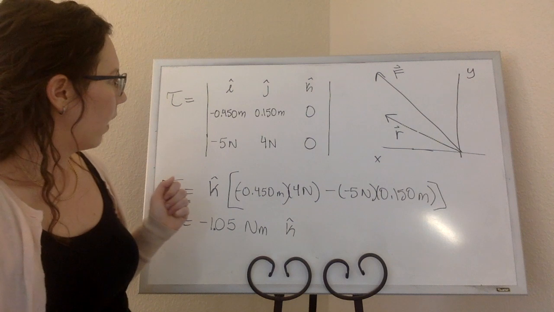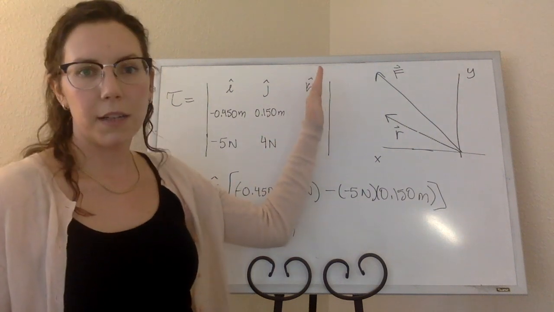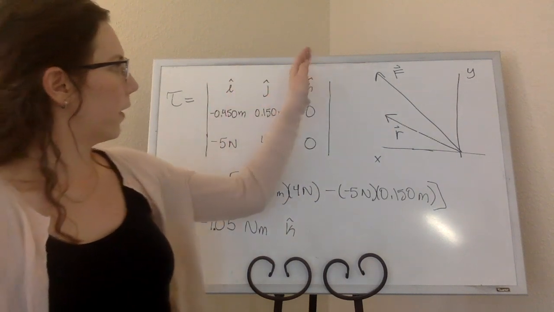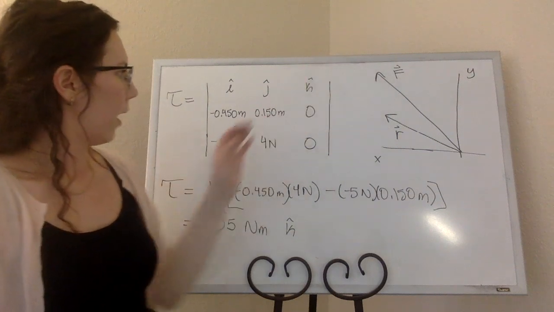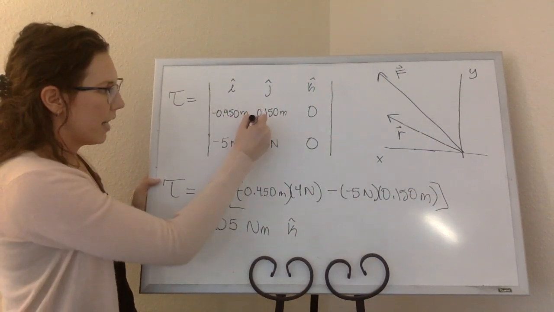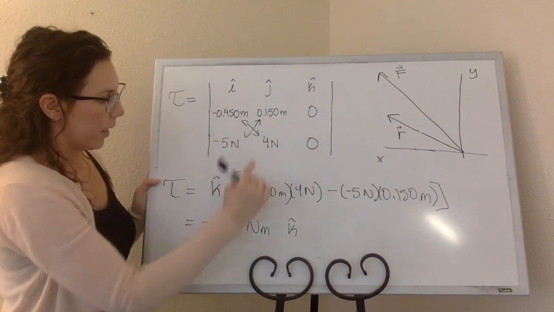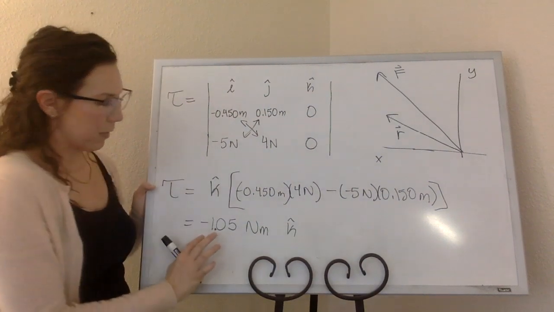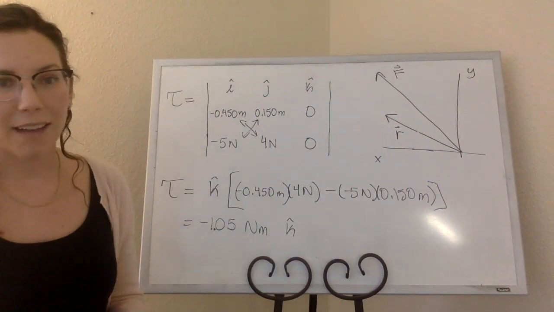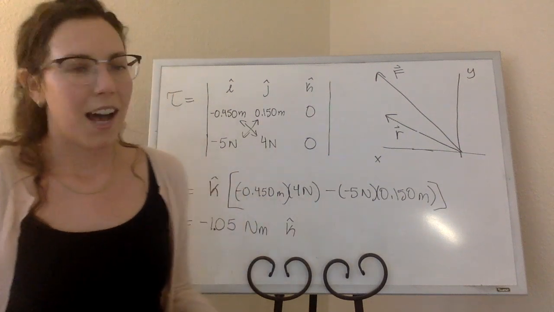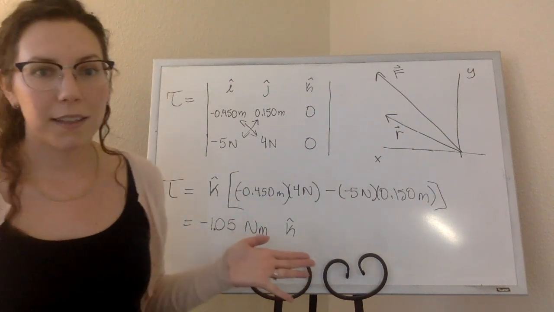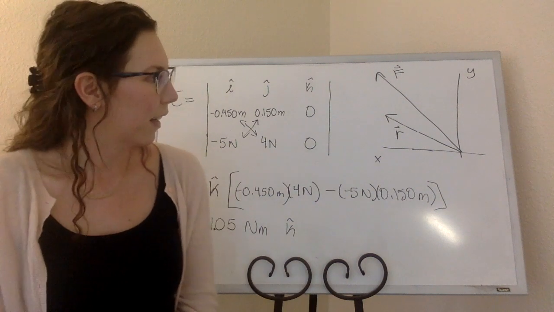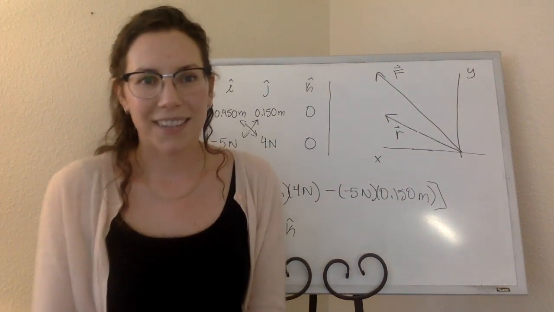Okay, so then we can cover up this k hat component and do the determinant. The method that I use is to cover that. It would be positive, negative, positive for this k hat, so it's positive. And then I'm going to multiply these two minus this diagonal here. So negative 0.45 times 4 minus negative 5 times 0.15, which gives negative 1.05 newton meters k hat for the torque, which we would expect already from the right-hand rule. So our cross product also gives us the direction. We don't need both, but it's a good idea to confirm. Okay, we'll look at how this relates to angular acceleration in the next section.